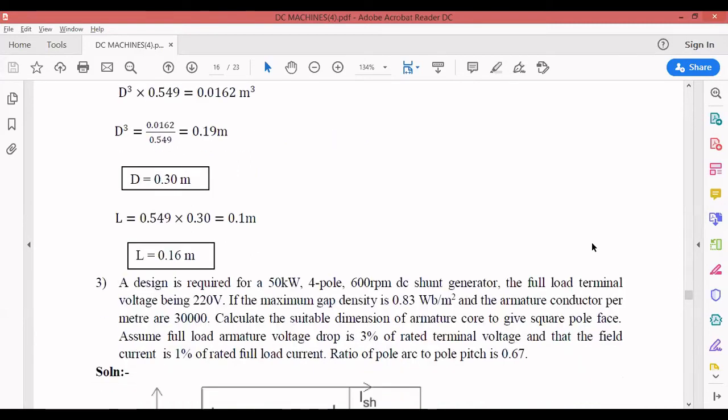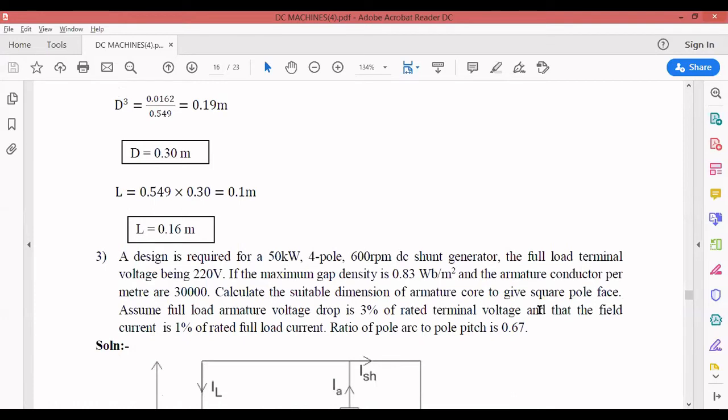Okay. Now, let us go for the third problem, where the efficiency is not given. If efficiency is not given, then you have to calculate what? Then how are you going to calculate the power generated by the armature? Let us see. Now here, third problem.